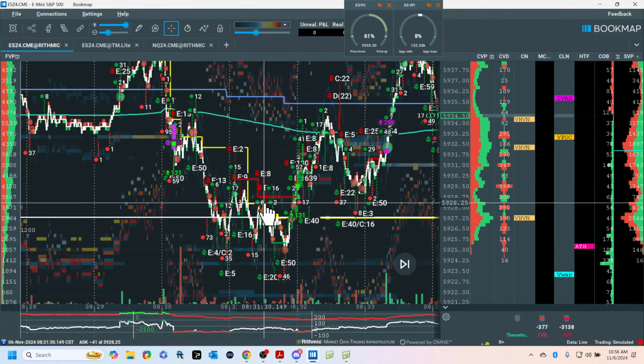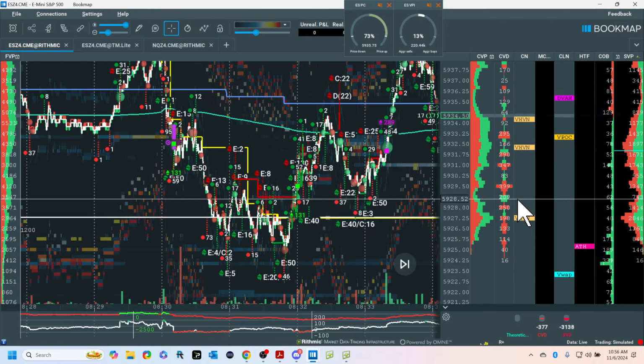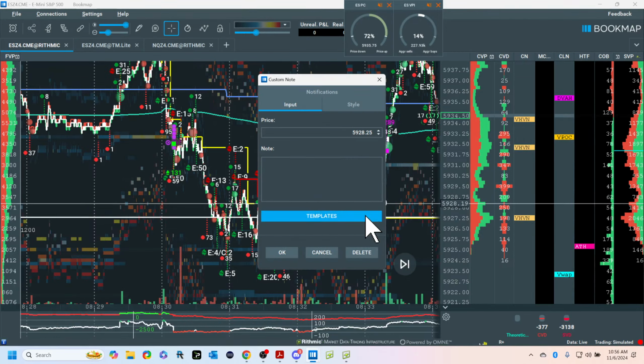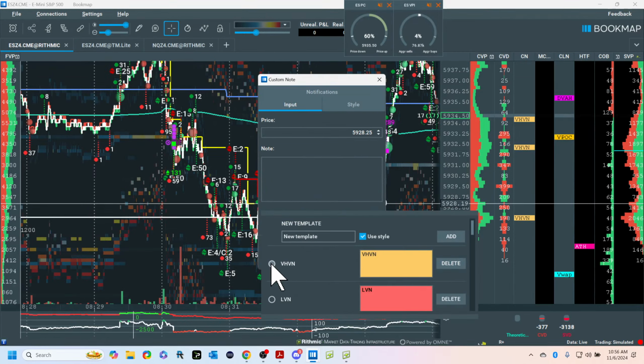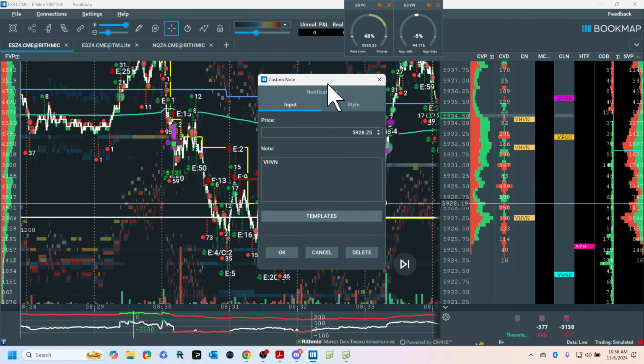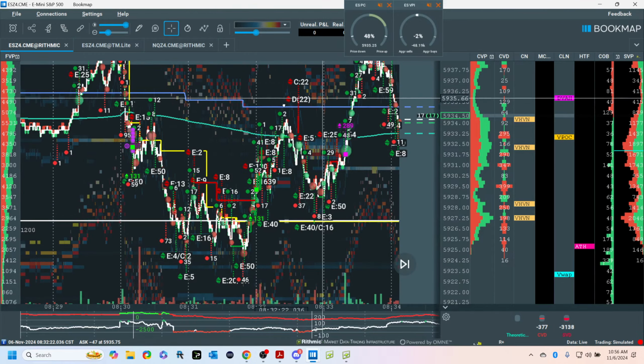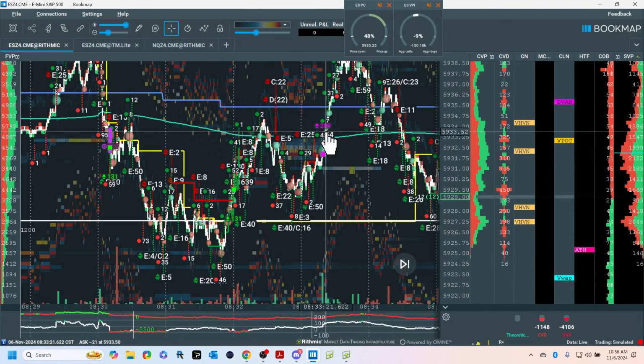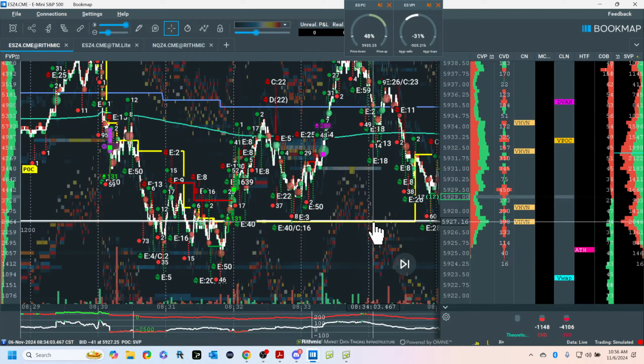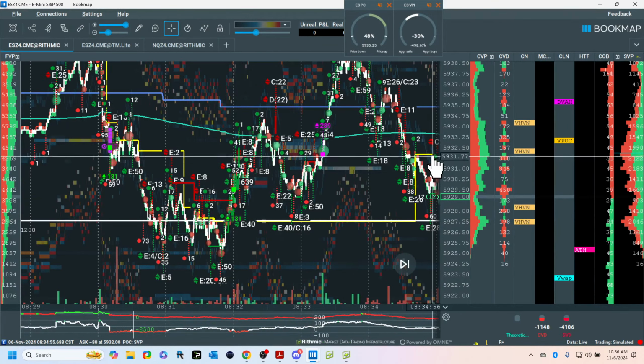Right here, variable high volume node. Let's just watch. A lot of volatility. Just watch it. Variable high volume node. Keep an eye on this. VPAC migration. What does it say?